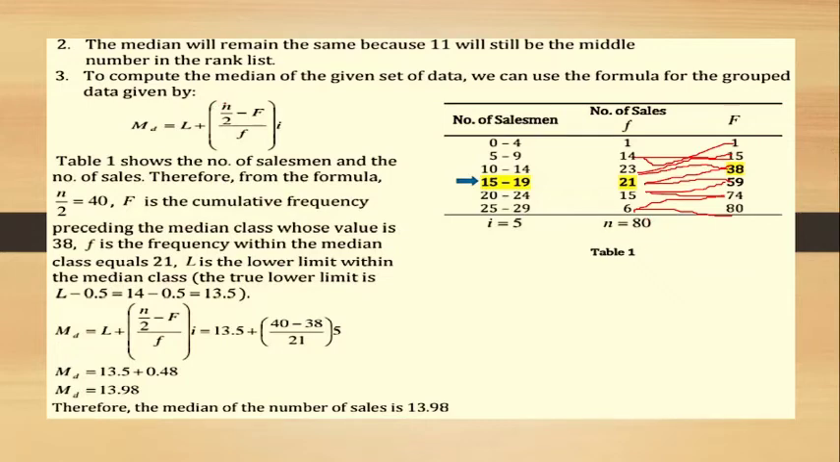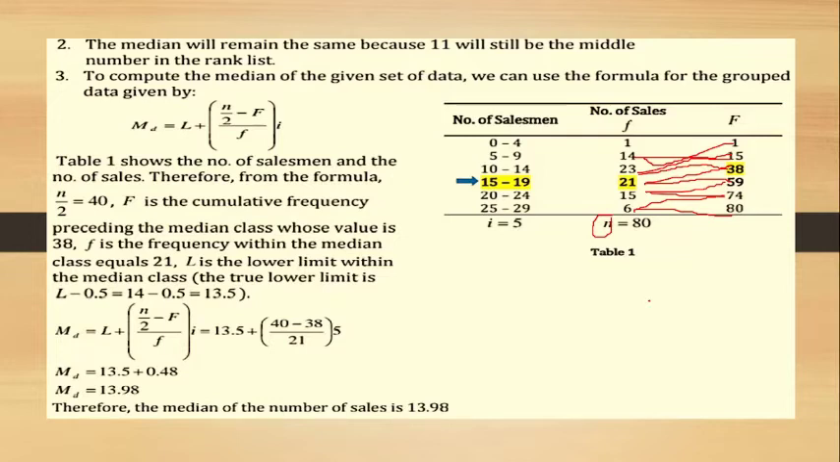To solve for the sample space here, just add the frequency. So, 1 plus 14 plus 23 plus 21 plus 15 plus 6 is equals to 80. So, we already have the value of n. We already have the cumulative frequency. How to get the small f and the big letter F, or the cumulative frequency?